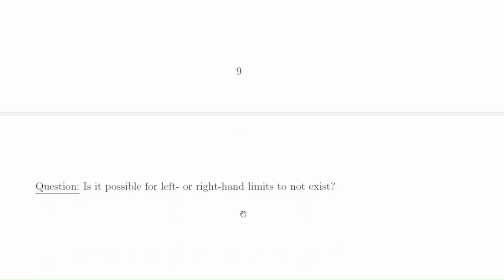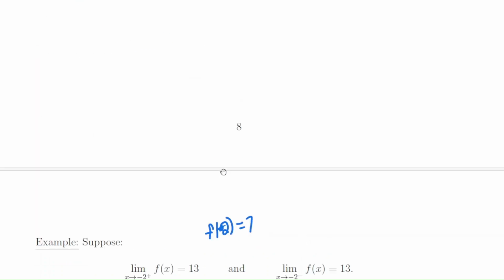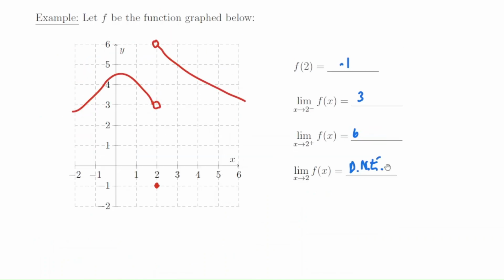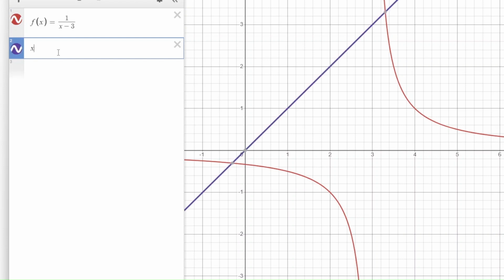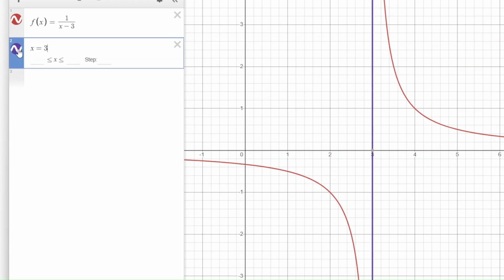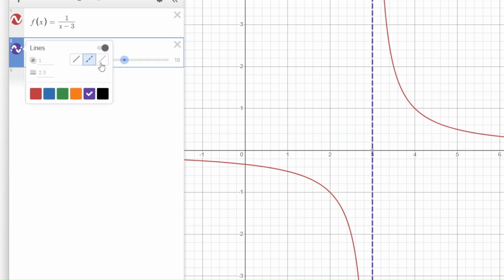All right, one question we could ask is, is it possible for left or right hand limits to not exist? Notice in this previous example that we did, even though the ordinary limit did not exist, we still had that the left and the right hand limits existed. So could we have a function that is weird enough that not even the left and right hand limits exist? And so I've gone into Desmos and I've graphed this function f of x equals 1 over x minus 3. And notice it has a vertical asymptote there at 3. In fact, I can even write it in as x equals 3, a vertical asymptote. Let me make it a dotted line here.